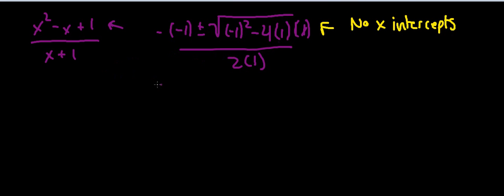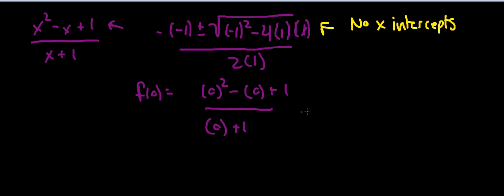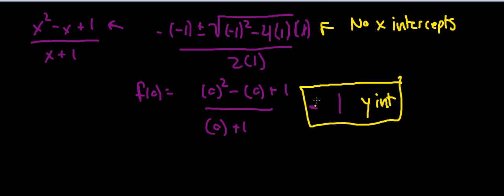So now let's look for y-intercepts. For y-intercepts we put in f of 0, and this gives us 0 squared minus 0 plus 1, or 0 plus 1. This is going to give us 1 over 1, which is 1. So this is the y-intercept. Oh, this is not a minus, this is an equals. Probably shouldn't have included that, but oh well.